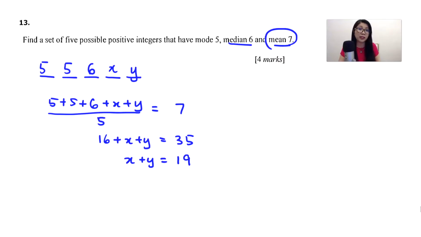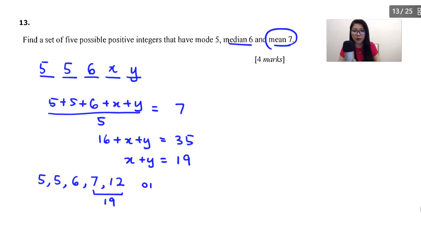Now let's find what the 5 possible positive integers are. It can be 5, 5, 6, then the two numbers. Let's say the next one is 7. Then 19 minus 7 will be 12. Why? Because these two added up must be 19. So this can be the answer.